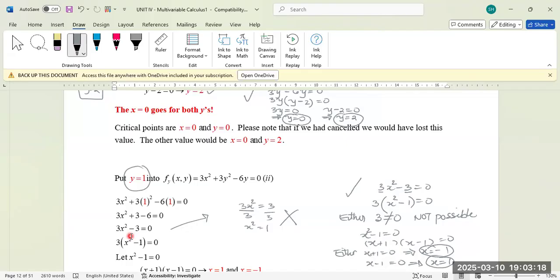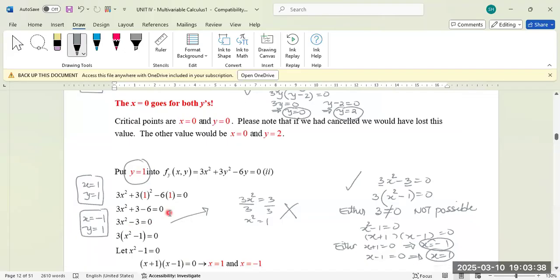So the final thing I'm going to do tonight is to say, when x is equal to 1, y is equal to 1. When x is equal to negative 1, y is still equal to 1. So a question like this gives me 4 critical points.